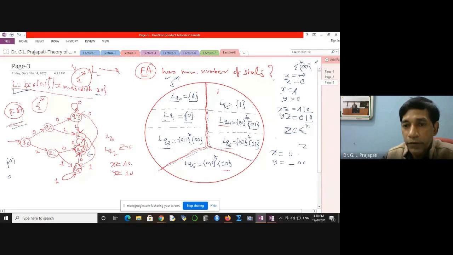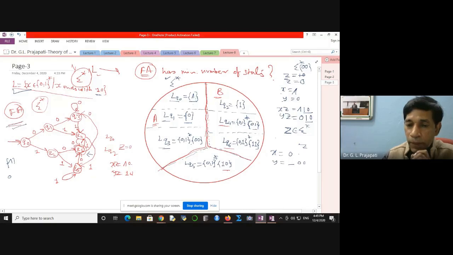Say this is the equivalence class B I'm labeling, and this is the equivalence class A. So any two strings you can take from the equivalence class B, you cannot distinguish. Any two strings from the equivalence class A, you cannot distinguish. But if you take any string from equivalence class A and any string from the equivalence class B, you can distinguish.